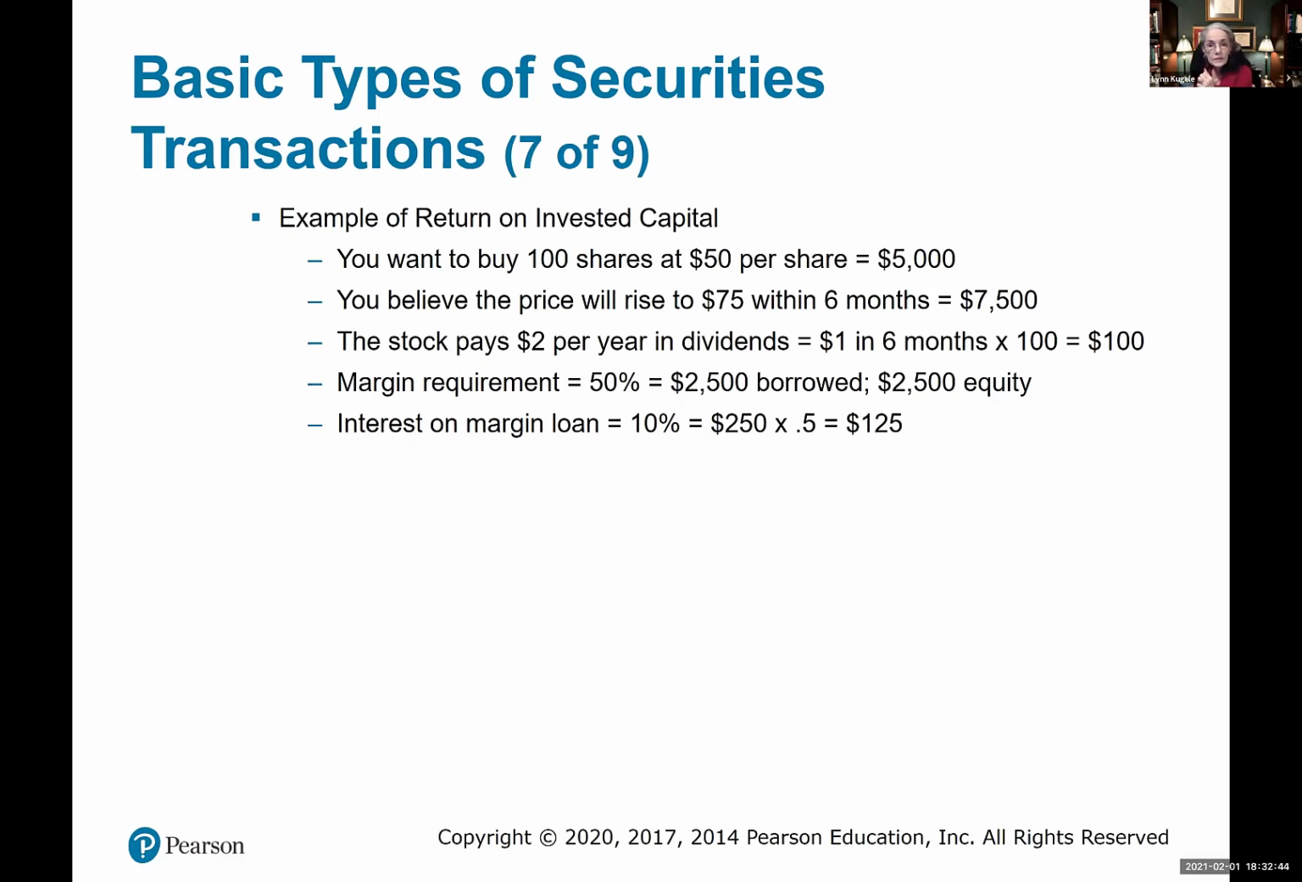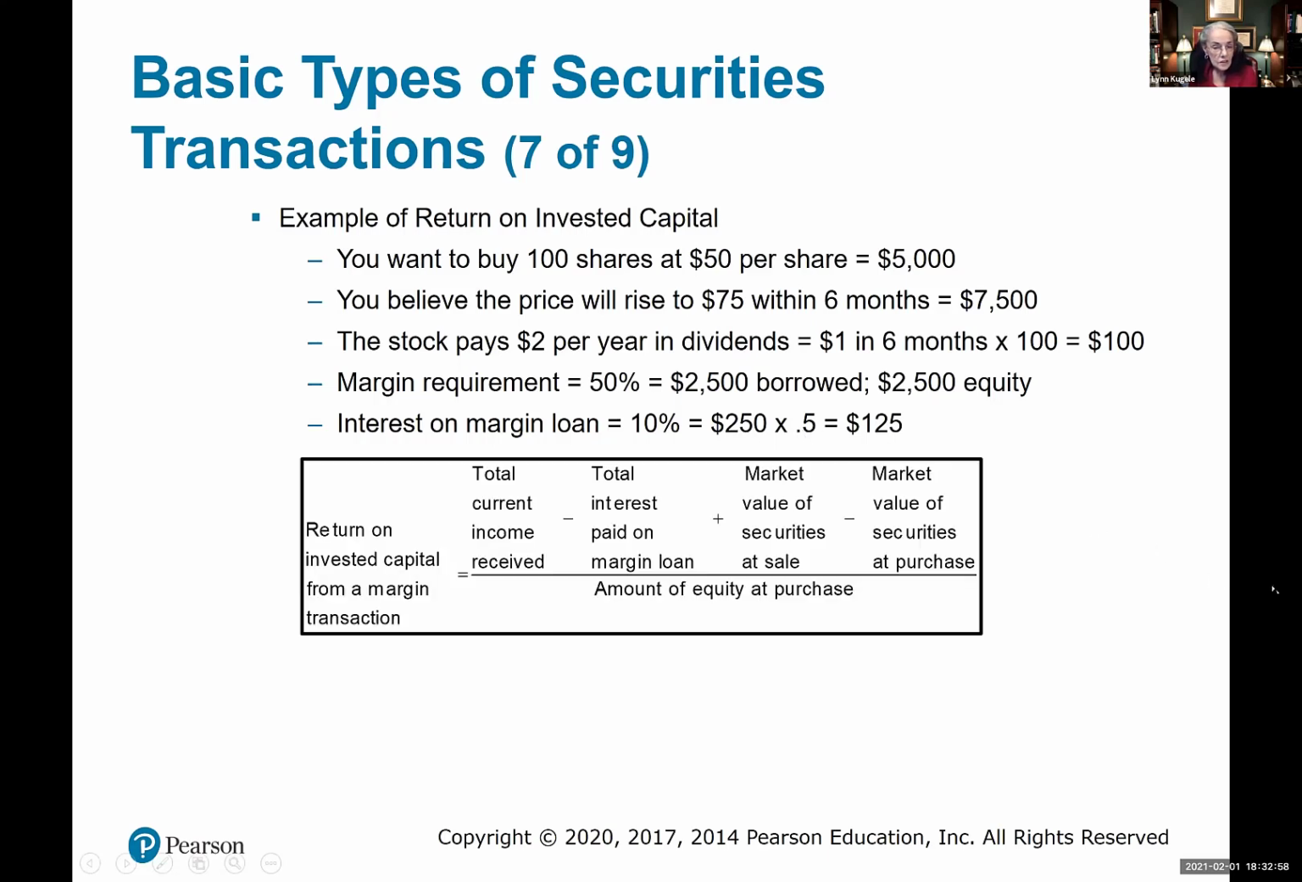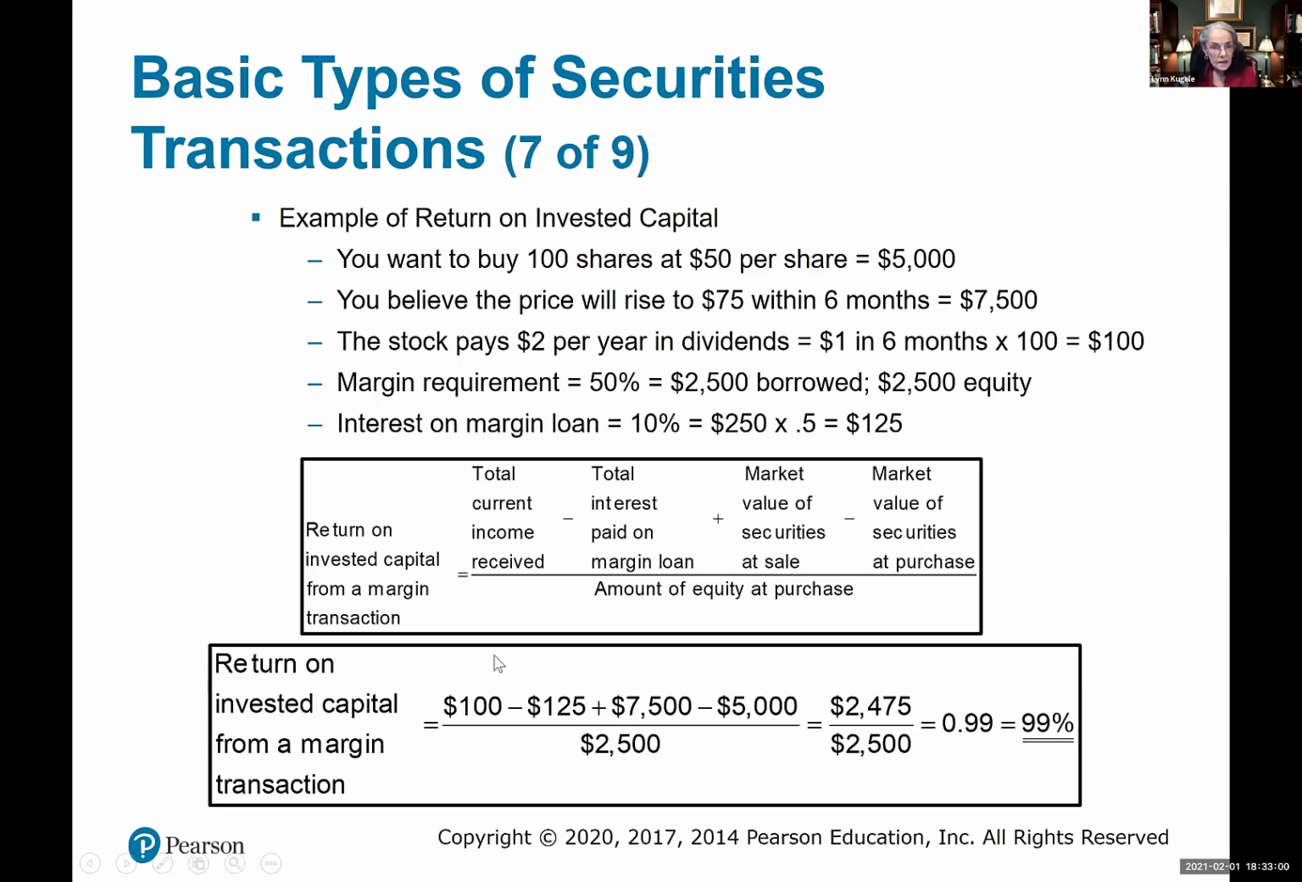Margin requirement is 50%, so you borrow $2,500, and you have $2,500 in equity. The interest on the loan is 10%, so it's $250 times a half a year, $125. There's our formula, and there's plugging it in.